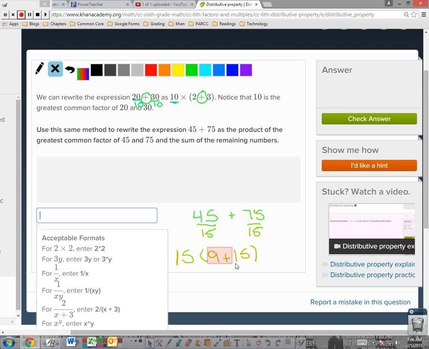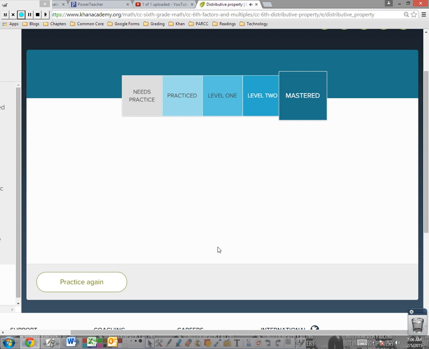I will still keep the parentheses. Now I ask myself, okay, 45 divided by 15 is 3, plus 75 divided by 15 is 5. These two have no common factors with the exception of 1. Now I have the answer of 15 times (3 plus 5). Do 2 more here.